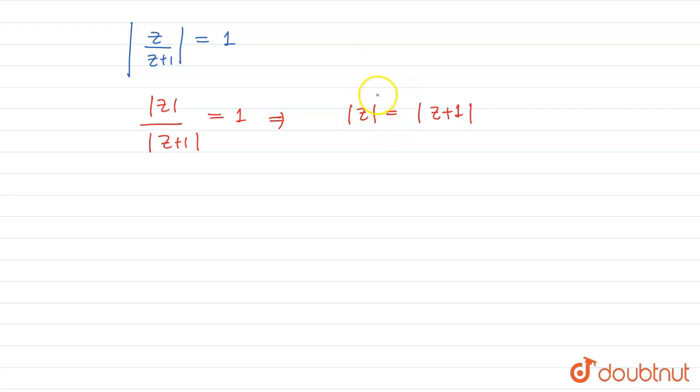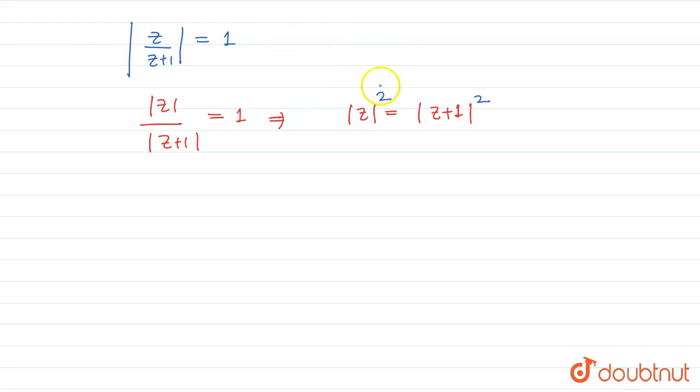Now we square on both sides. We know that mod of z square is nothing but z times z conjugate, right? So here we can write that mod of z square is nothing but z into z conjugate, and mod of z plus 1 square is nothing but z plus 1 into z plus 1 conjugate, right?